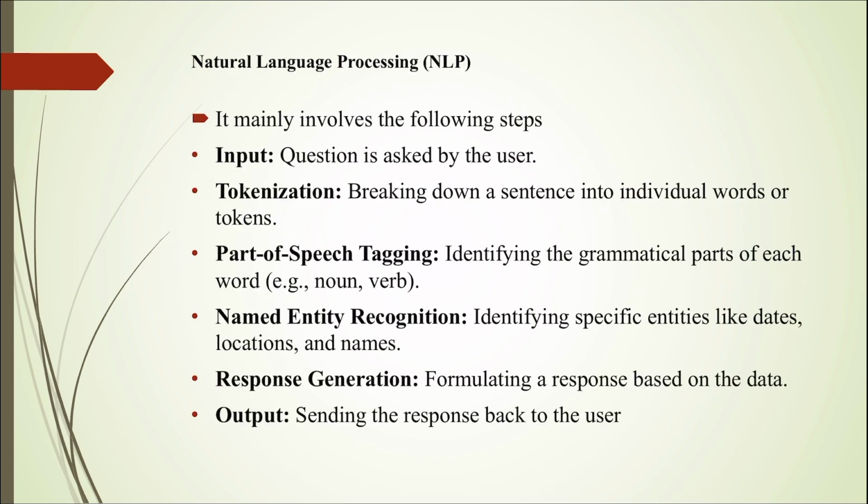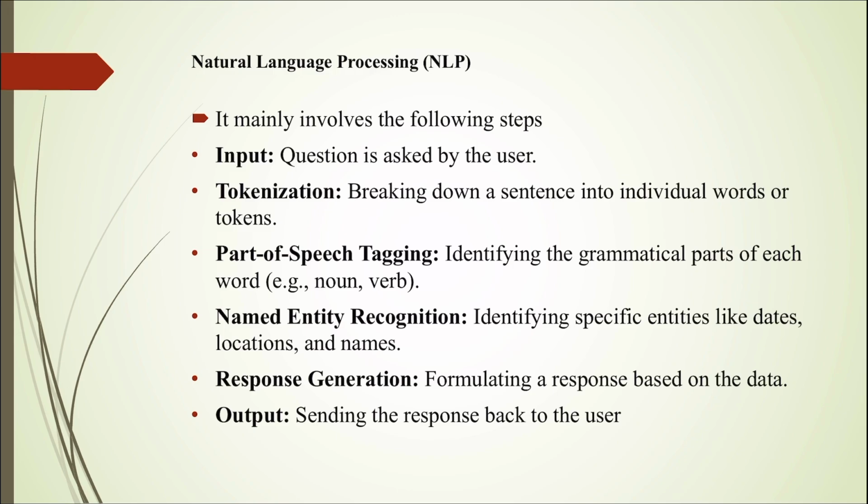Natural language processing involves the following steps. Input, that the user asks a question and it is taken as the input. Then the actual process of natural language processing begins. It involves tokenization, where the sentence or the input is broken into individual words, which are also called tokens. Next step is part of speech tagging. Here, the grammatical parts of each individual word or token is identified.